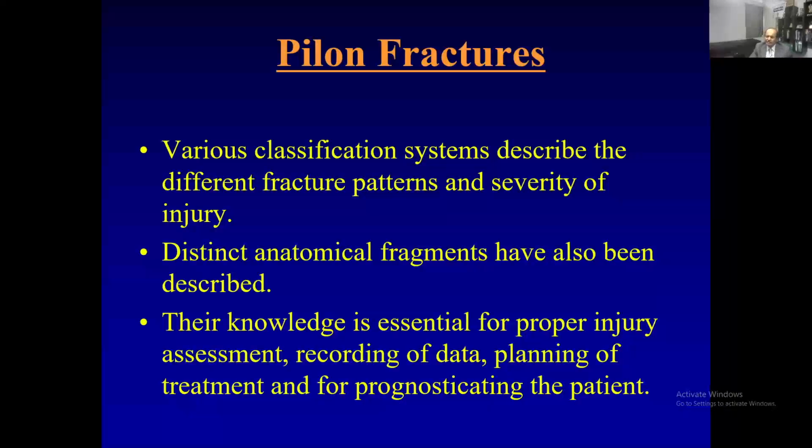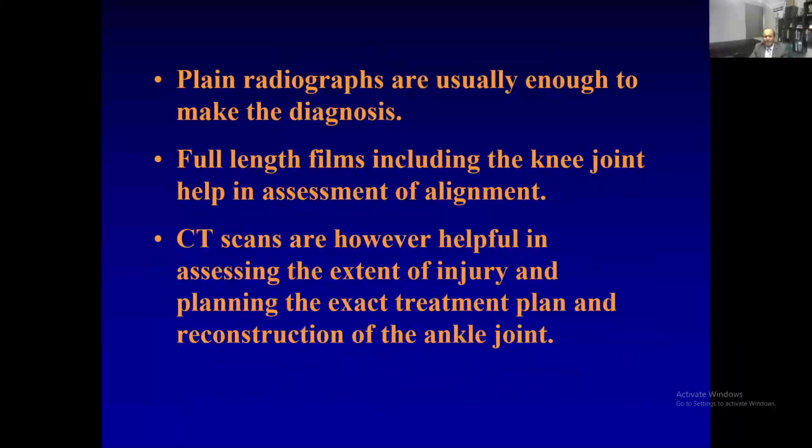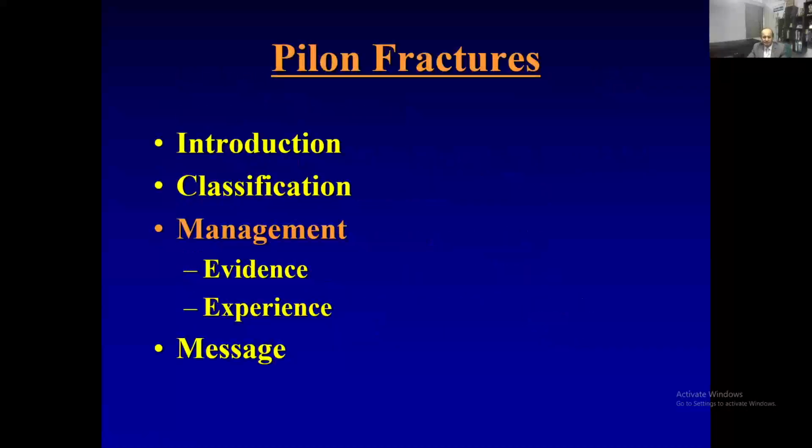Distinct anatomical fragments have also been described based on CT findings. Their knowledge is essential for proper injury documentation, assessment, recording of data, and planning of treatment, and they help in prognosticating the patient as well. As far as diagnosis is concerned, plain radiographs are usually enough to make the diagnosis. Full-length film, including knee joint, helps in assessment of alignment, and CT scan is, however, helpful in assessing the extent of injury and planning the exact treatment plan for reconstruction of the ankle joint.